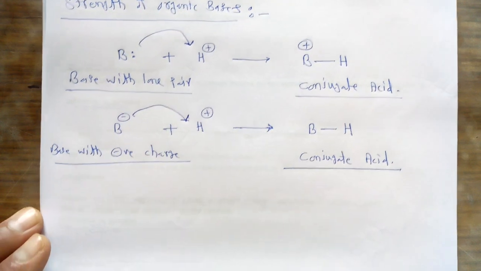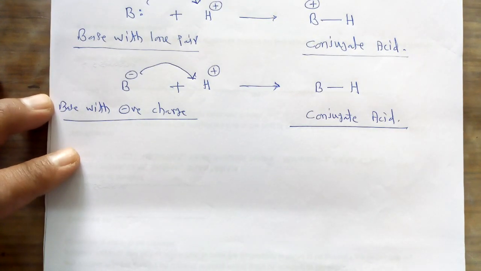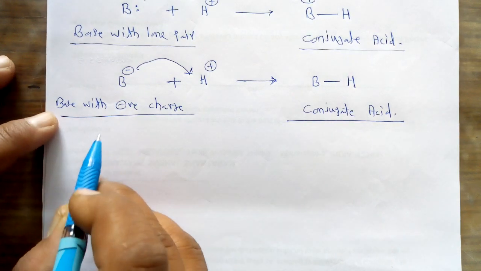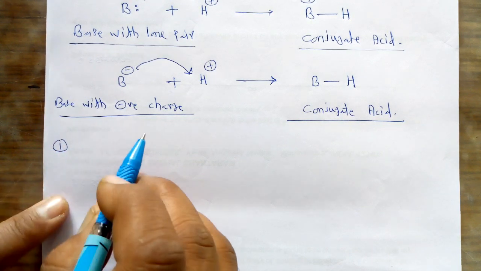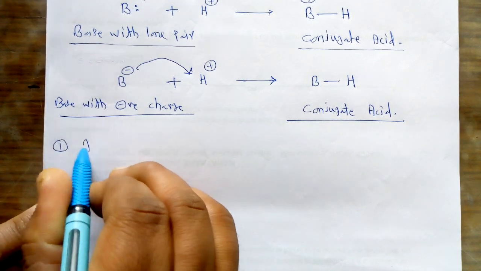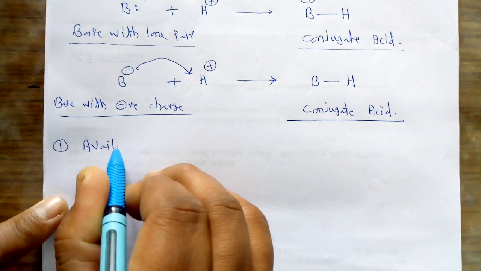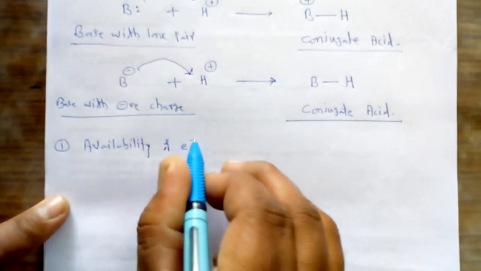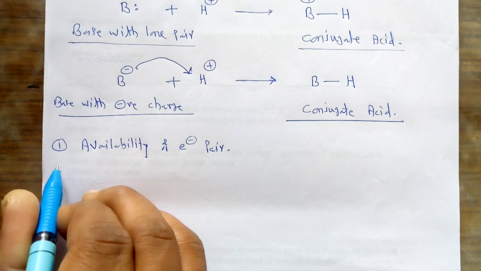Now as we studied the definition of these basic compounds, we have to look at how this basicity gets affected by some structural aspects. So how is this basicity affected? First of all, basicity depends upon the availability of electron pair. The basicity of a compound depends upon how available this electron pair is.